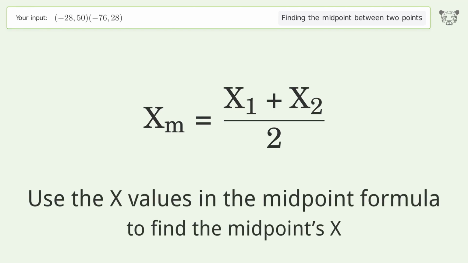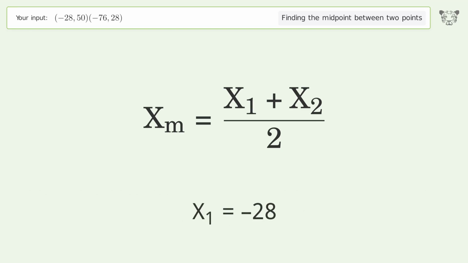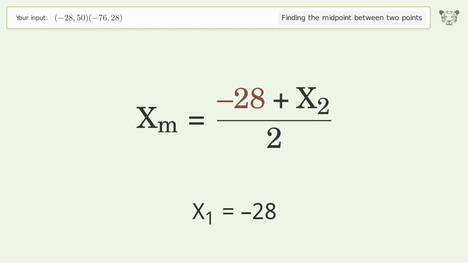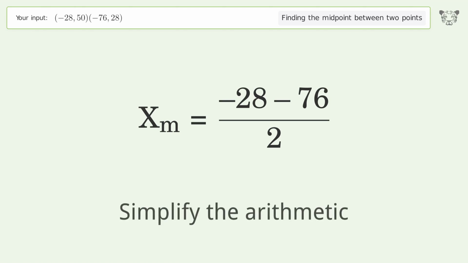Use the x values in the midpoint formula to find the midpoint's x. x1 equals negative 28. x2 equals negative 76. Simplify the arithmetic.